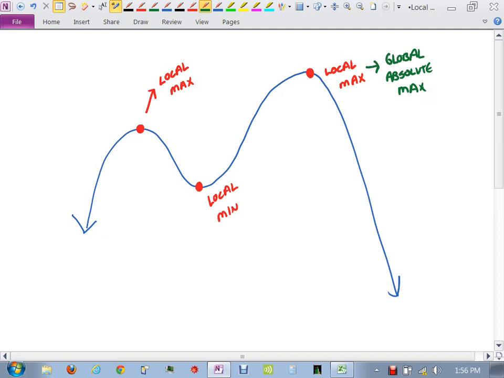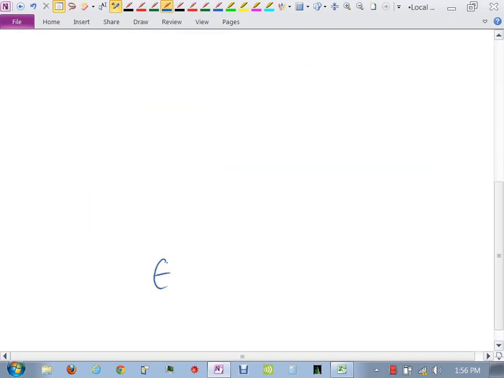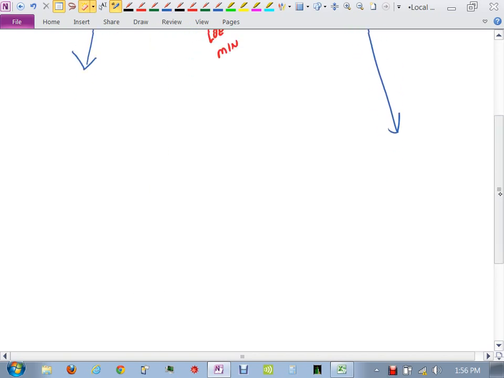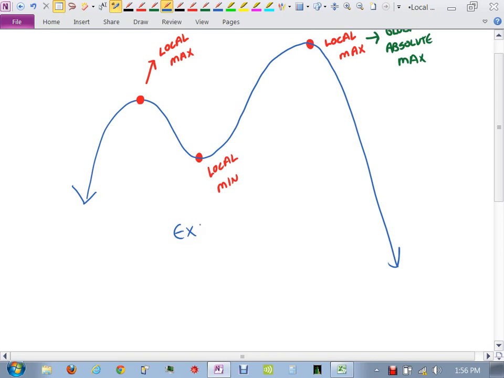All right. Now, does this function have a global minimum? No global minimum, because there is no lowest point on this curve. So an absolute maximum is the highest point on the curve. Global minimum is the lowest point. And then all the locals just look at the neighborhood, the area around it. In all of these cases, these are called extreme values.